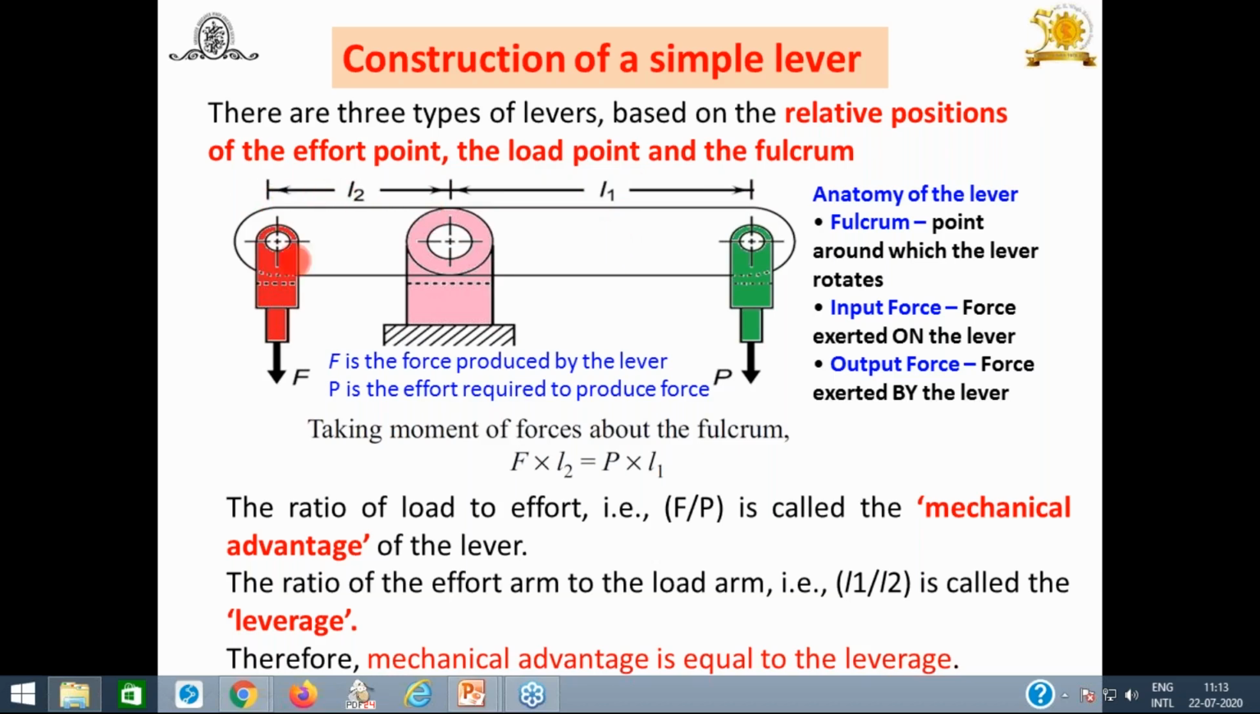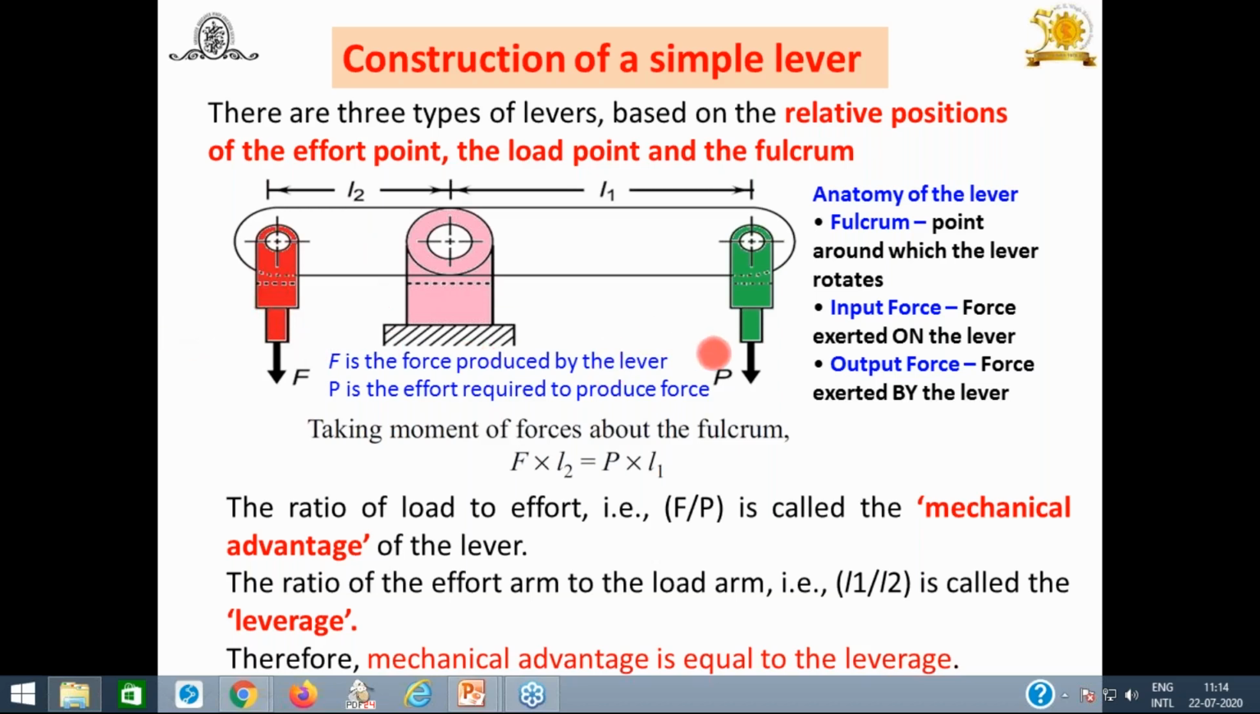Then second, L2. L2 means the distance from the force up to the pivot, and again the distance is measured perpendicular to this force F. This is L2, and L2 is known as the load arm. Try to understand: P is the effort, F is the load or force, L1 is the effort arm, and L2 is the force or load arm. These four terms we are going to use to define mechanical advantage and leverage.